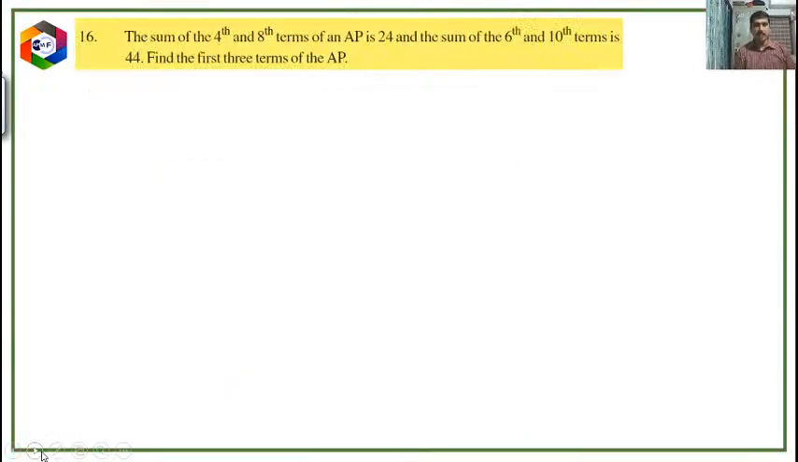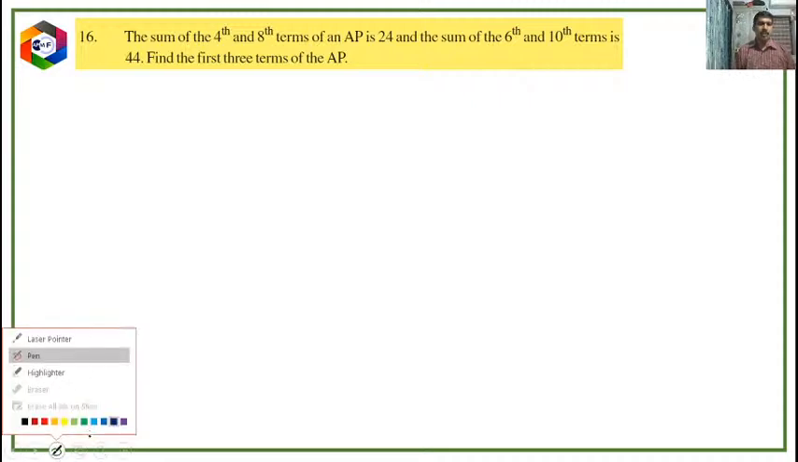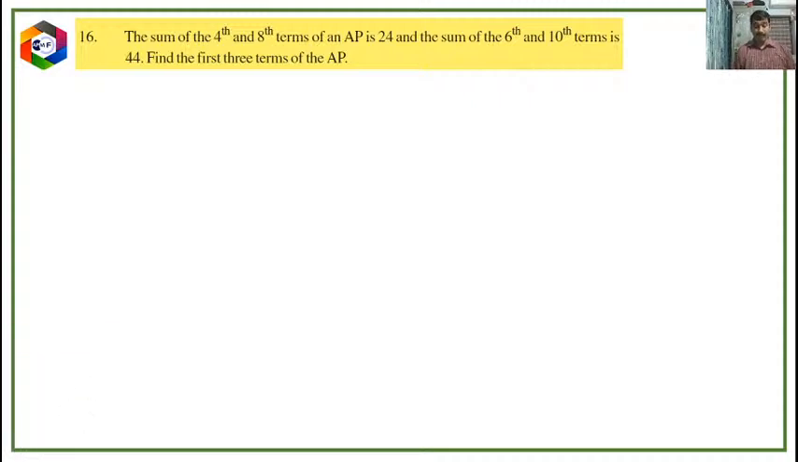The 16th question: the sum of the 4th and 8th terms of an AP is 24, and the sum of the 6th and 10th terms is 44. Find the first 3 terms of the AP. This is also an easy question, but here the sum of two terms is given. The sum of the 4th and 8th terms is 24, and similarly the sum of the 6th and 10th terms is 44. Then what are the first 3 terms of the AP?